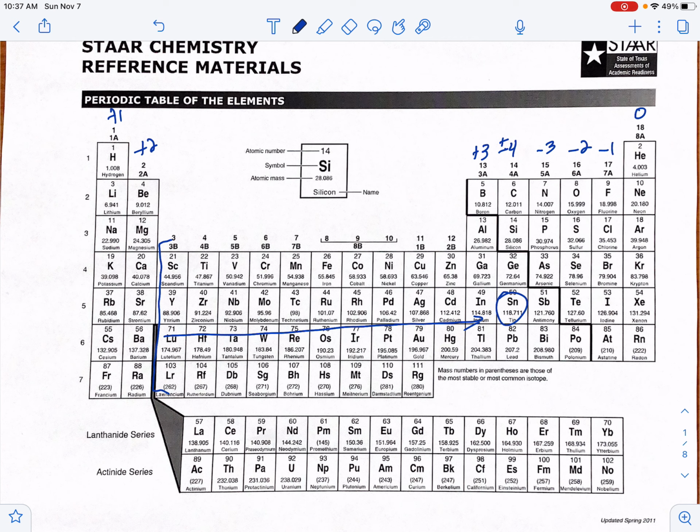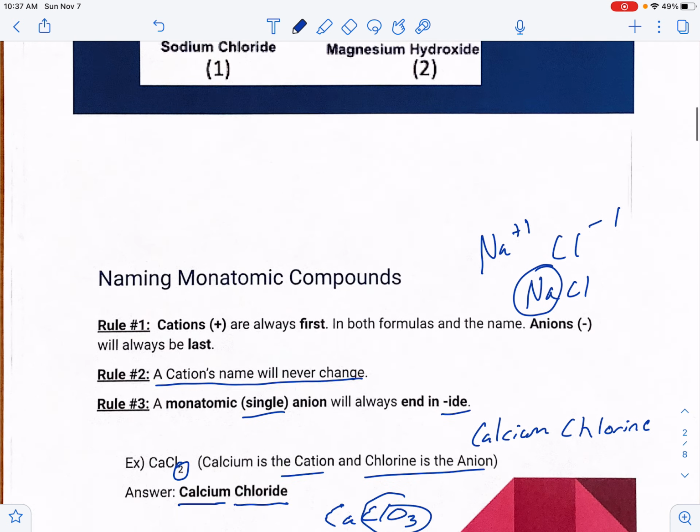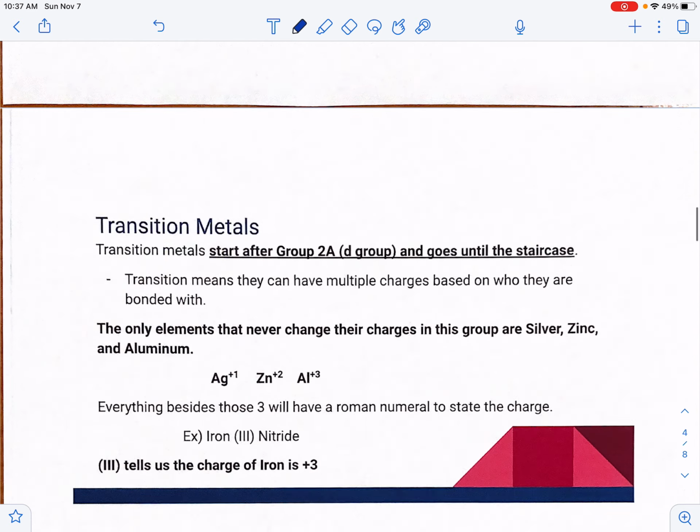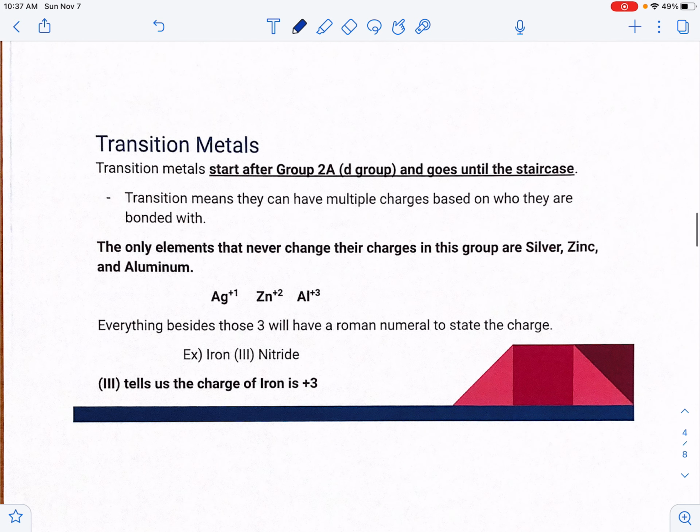So again, your transition metals are basically from group 3B all the way to the staircase, meaning that their charge can be anything, +1, +2, +3, +4, +5, etc., based on who they're bonded with. So let's come back down to our transition metal notes. Your transition metals start in your D group, right after group 2A, and they go to the staircase. Now, the only elements that never change their charges in that group are silver, zinc, and aluminum.